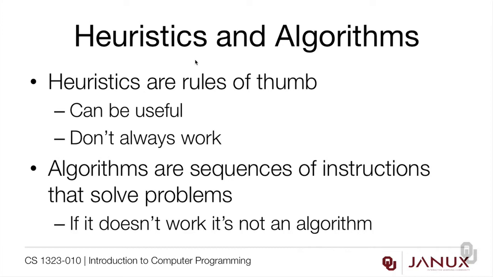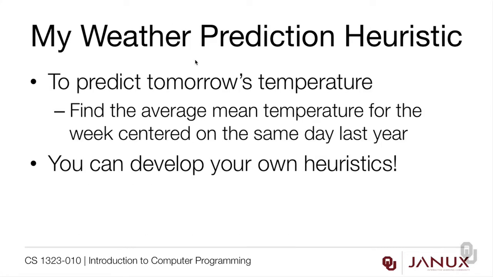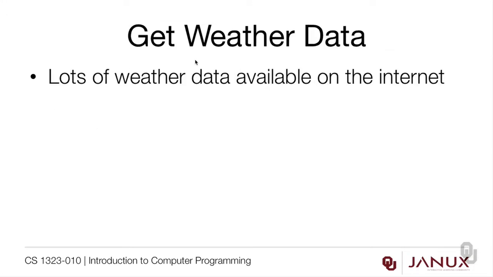Now, weather prediction is not a problem we're going to be solving in this class. So you can guess that we're working with a heuristic here. And in fact, we are. So here's my weather prediction heuristic. To predict tomorrow's temperature, find the average mean temperature for the week centered on the same day last year. Now, if you don't like my heuristic, you can develop your own.